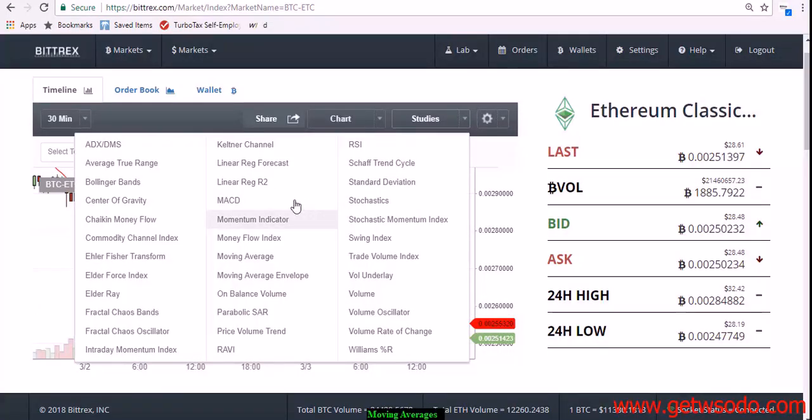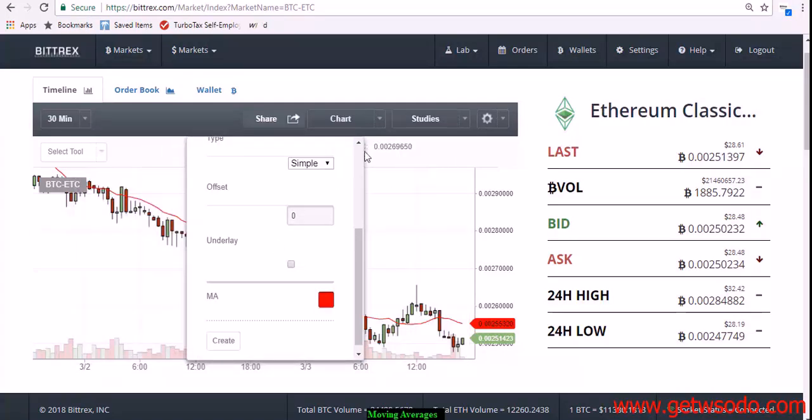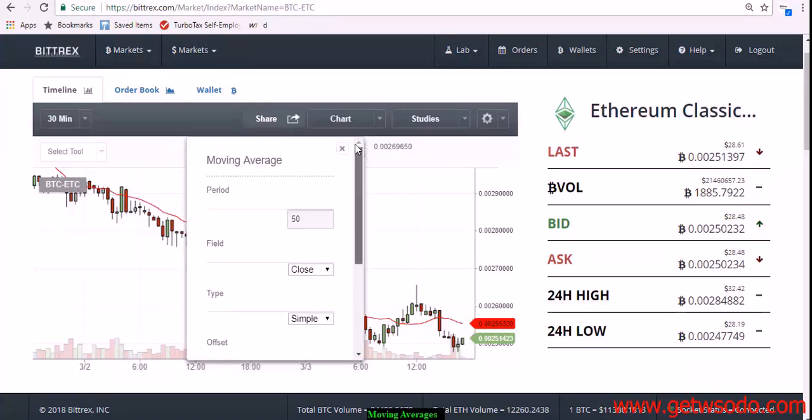Then you've got your exponential. So I'm going to go back here, moving average. I'm going to make sure that I have the same period. It would not be effective if you had your simple moving average at a period of 13 and your exponential at a period of 20. You want to keep them the same when you're analyzing.